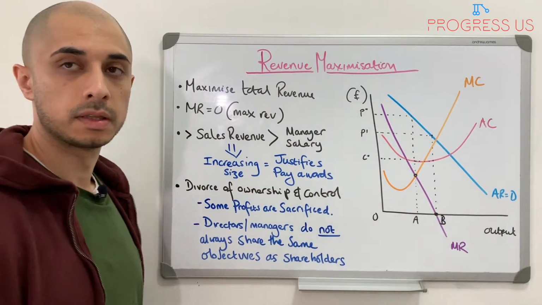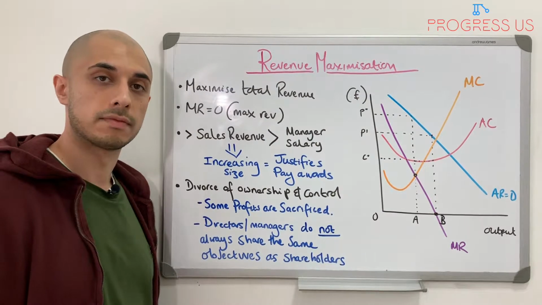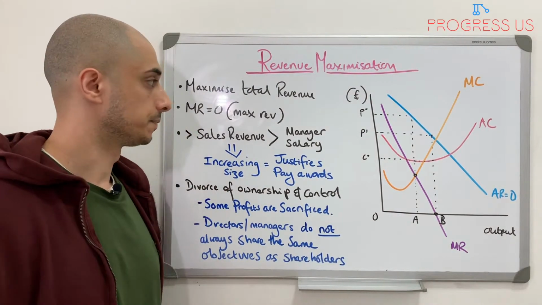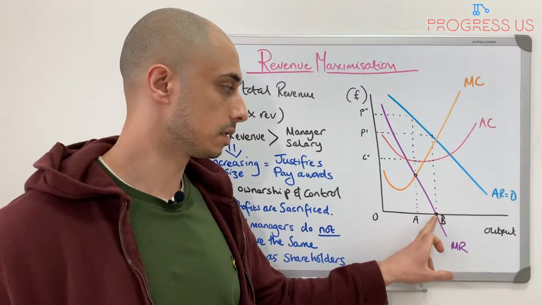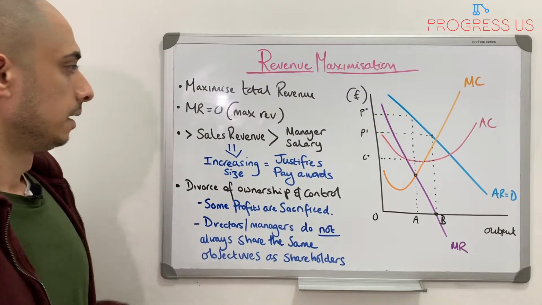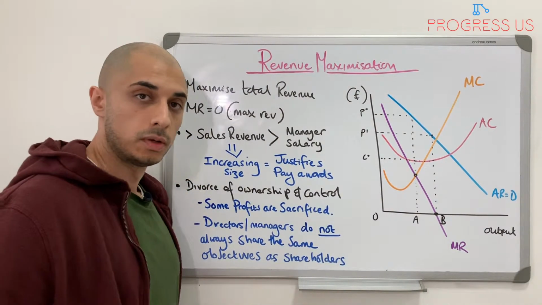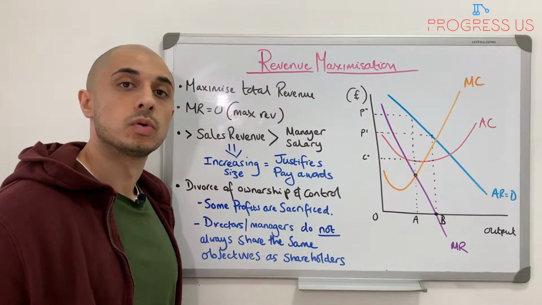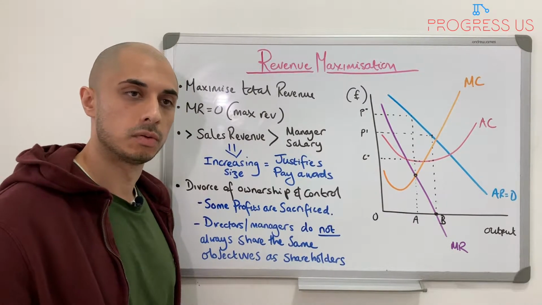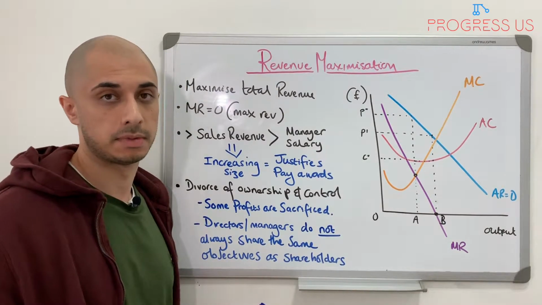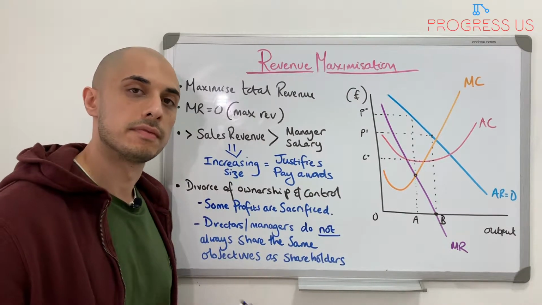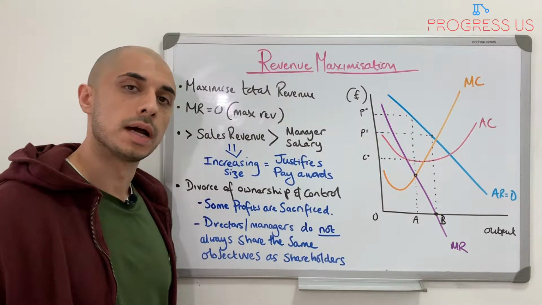Let's run through the different issues we have for revenue maximization. As we said before, the maximum revenue occurs where MR equals 0, and that's at the production point just there. The greater the sales revenue, the greater the manager's or director's salary. Again, the objective of shareholders, the people who own the firm, is to maximize profits, because what they want is higher dividends in return for their investments, whereas managers might want higher wages.